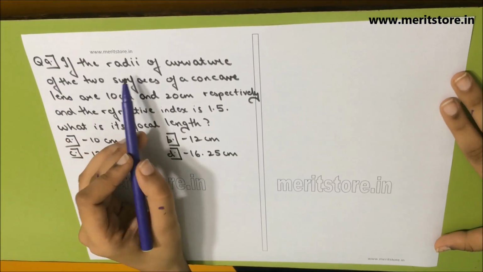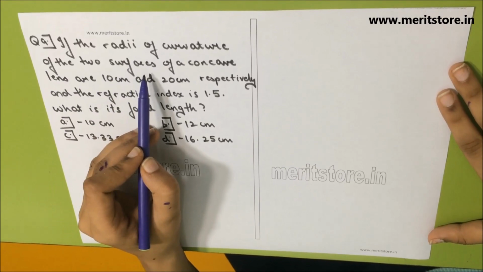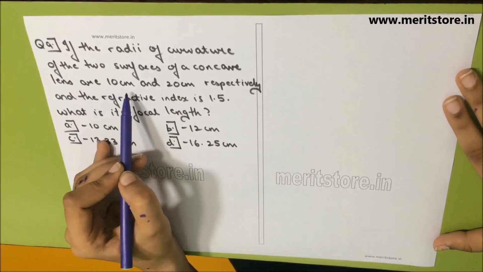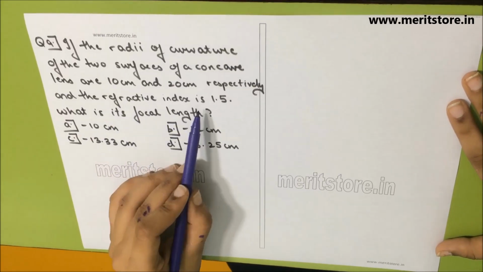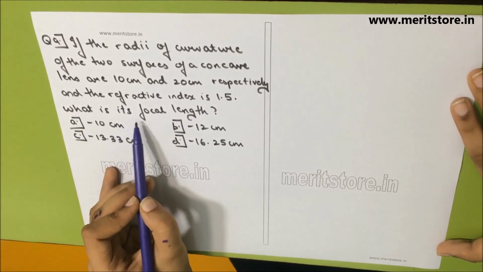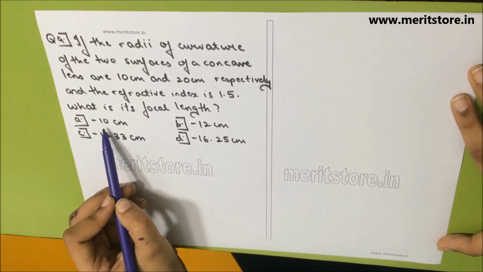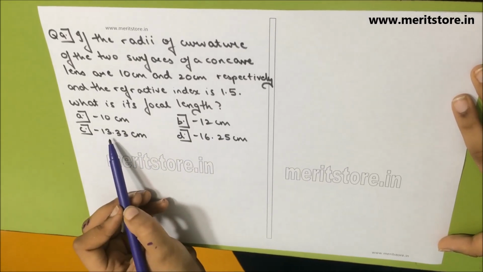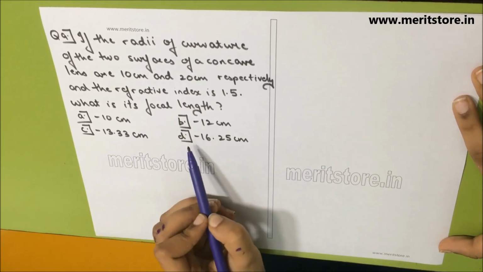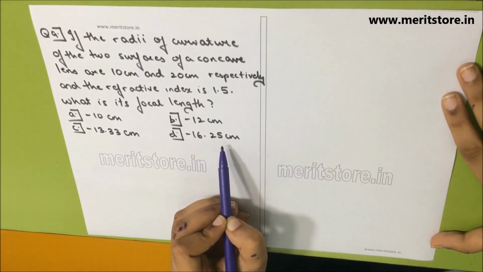Question 9. If the radii of curvature of the two surfaces of a concave lens are 10 cm and 20 cm respectively, and the refractive index is 1.5, what is its focal length? A minus 10 cm, B minus 12 cm, C minus 13.33 cm, D minus 16.25 cm.